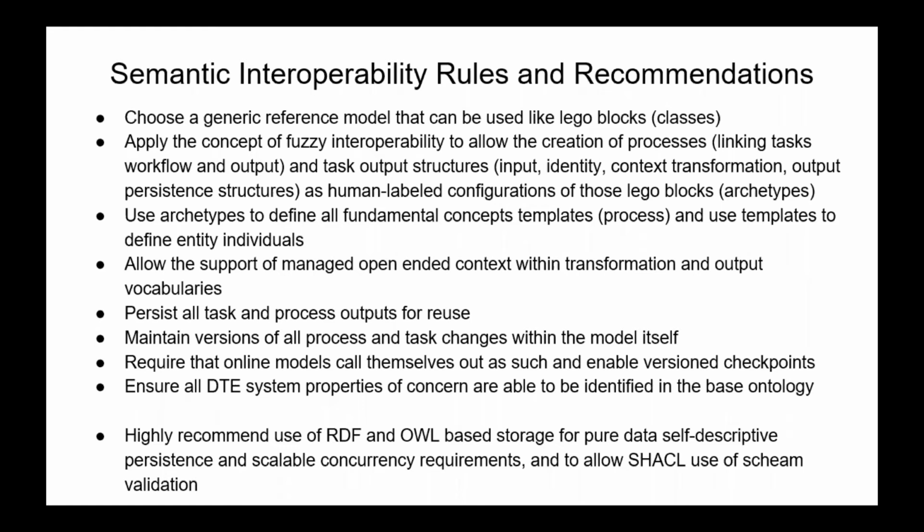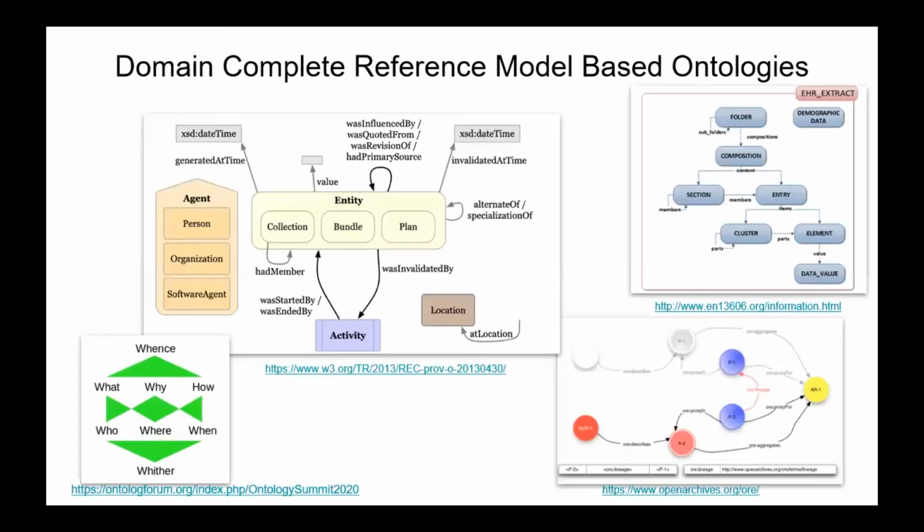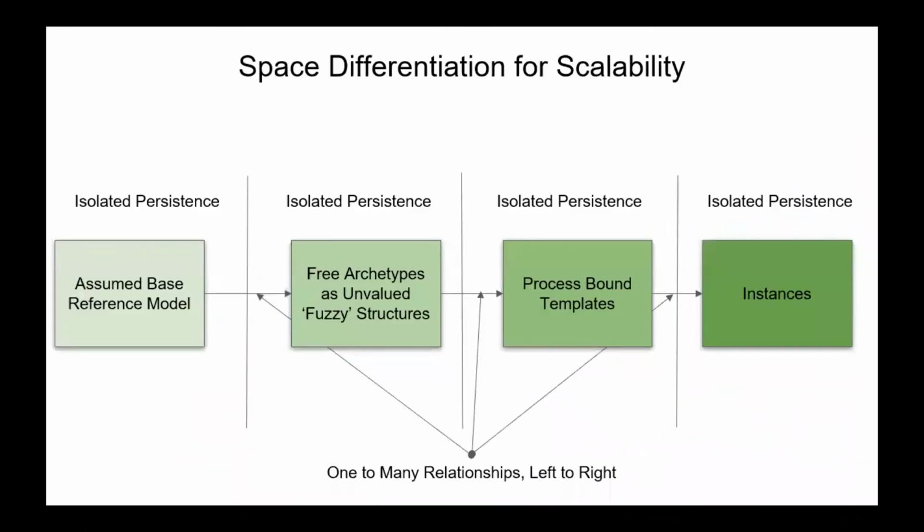And then we can define all fundamental concepts as templates, and processes hold templates. It's getting a little bit technical. But essentially they allow the support of managed open-ended context within transformation. So the other question is, that's great and all, but how does this really support all my specific domain concepts? And the answer is no, and it's not meant to, right?